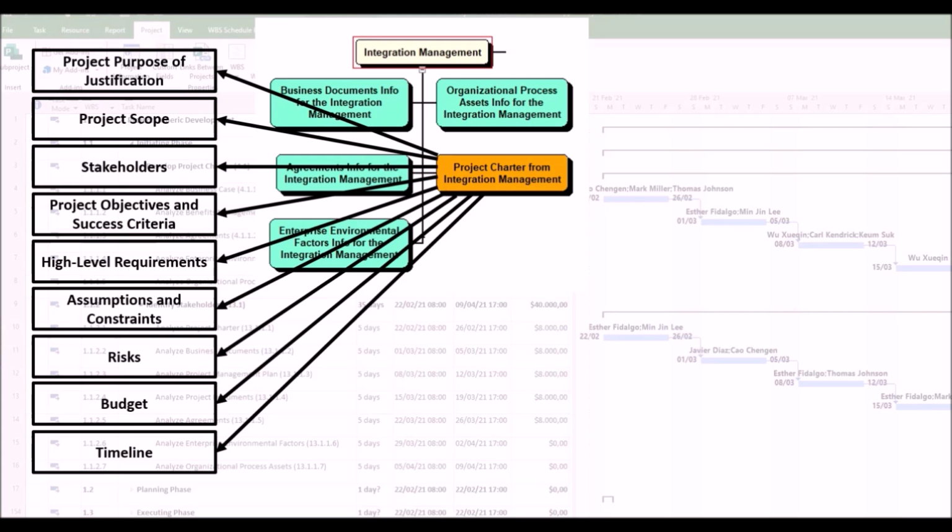9. Timeline. With relation to milestones, key dates and milestones that the project must meet. With relation to high-level schedule, a broad timeline of the project phases.